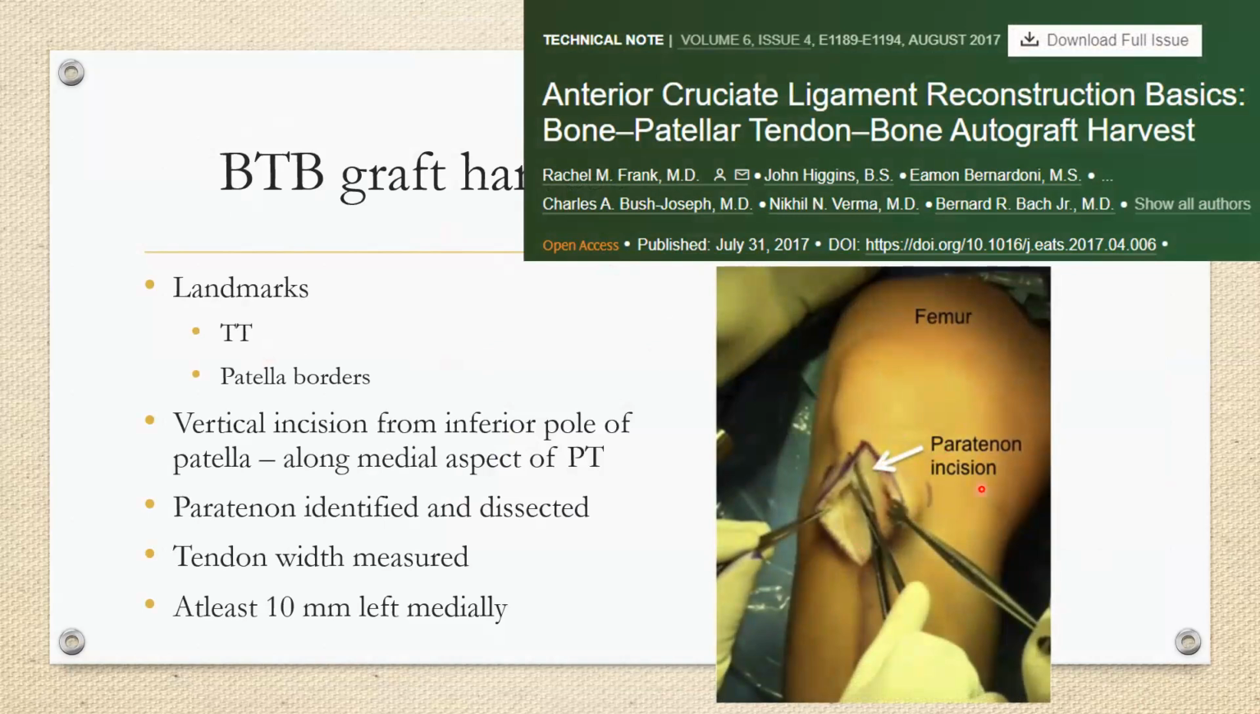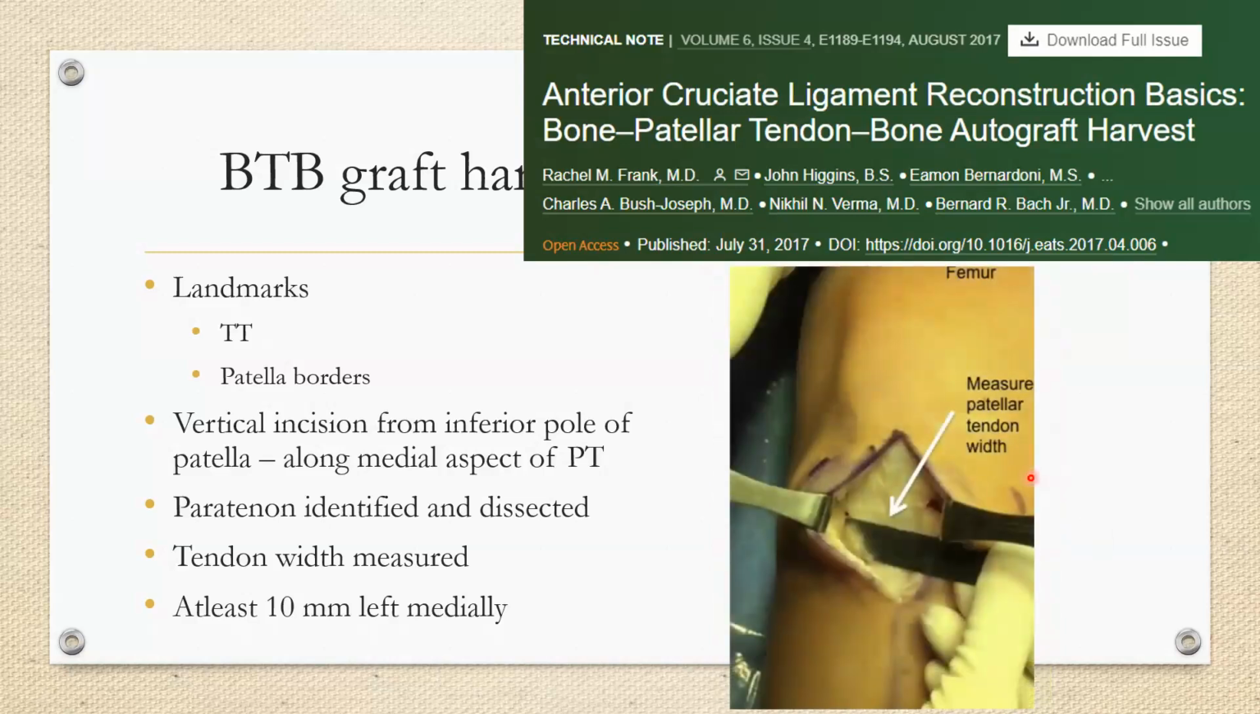A vertical incision is placed from the inferior pole of the patella, advised to be placed more medially along the patellar tendon to allow room for the tibial tunnel to be placed. Sharp dissection is done, and the paratendon is dissected and retracted. Once the paratendon is removed, the length and width of the tendon is visualized, and up to the middle third is measured and marked either with an osteotome or with a pen.